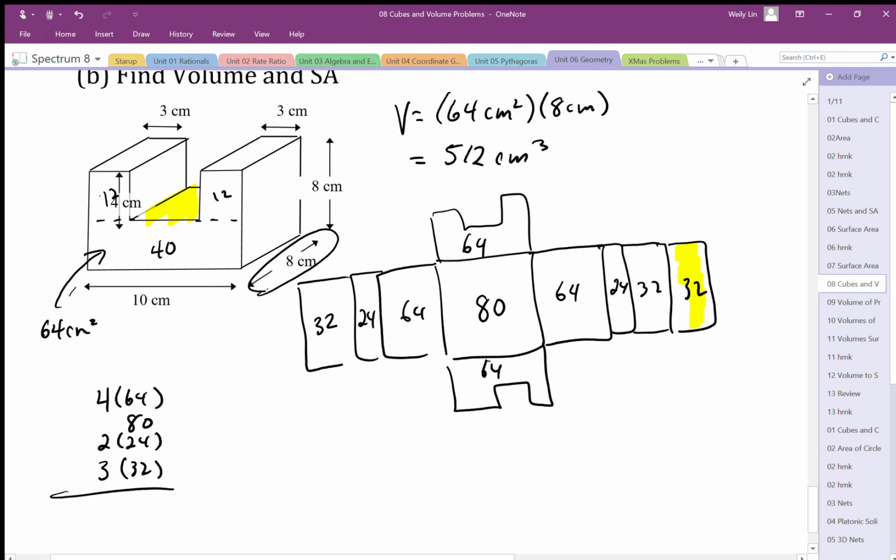Working that out, oh, I need my calculator for this. Okay, using my calculator, I'm going to end up with 64 times 4 plus 80 plus 2 times 24 plus 3 times 32, and it looks like I'm getting 480 centimeters squared as my surface area. Okay, and again, surface area is going to be much harder because there's more to keep track of.